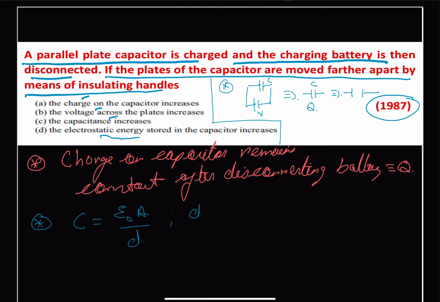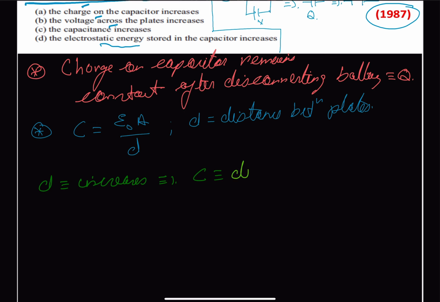D is the distance between plates. So obviously as D increases, capacitance is going to decrease. We can say when D increases, this results in decrease in the capacitance. But we have to remember that the charge is constant.